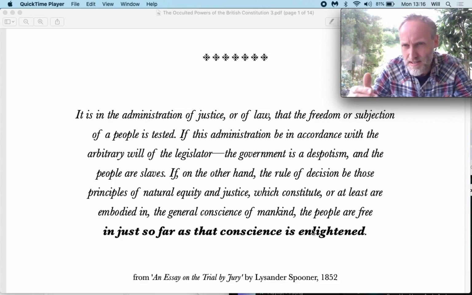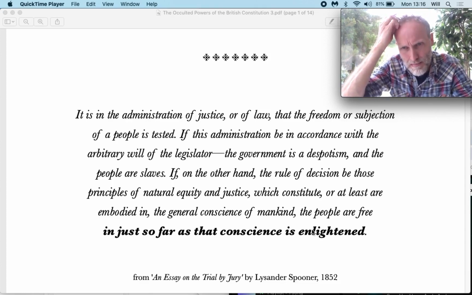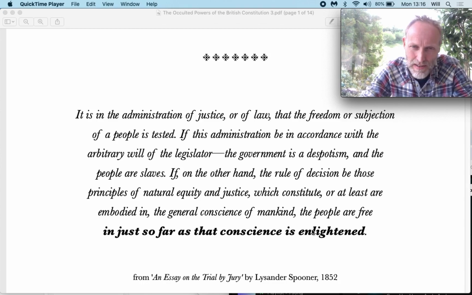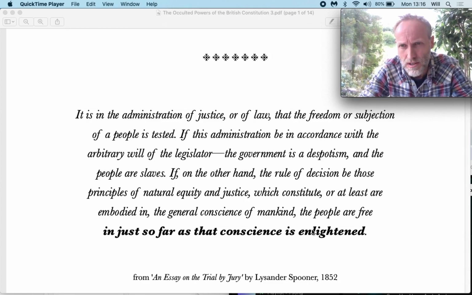Right, okay, so let's just think about that very quickly. Lysander Spooner has this ability to put this so succinctly. That quotation is taken from his 1852 essay on trial by jury, which is available for download, by the way, and you should read that too in its entirety. It's downloadable from the commonlawconstitution.org website, in the resources section.